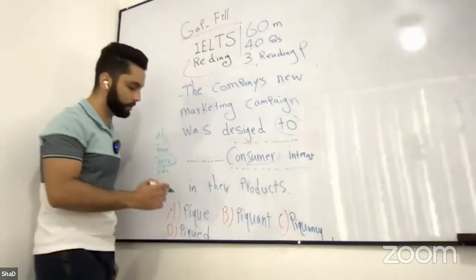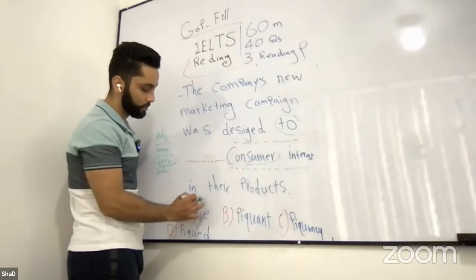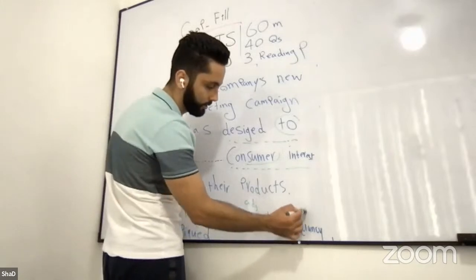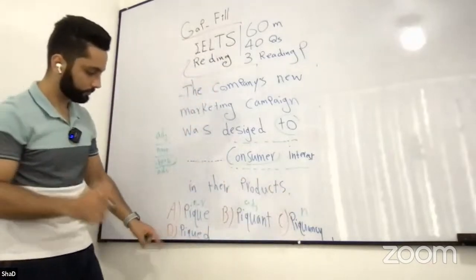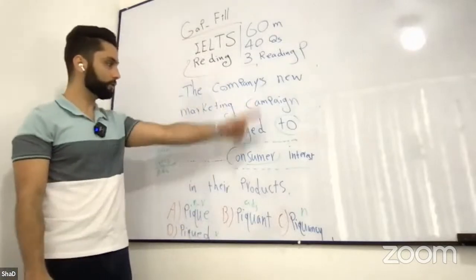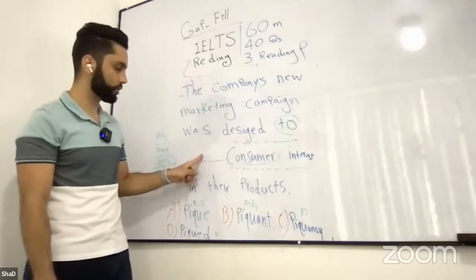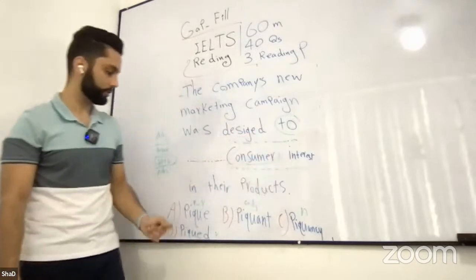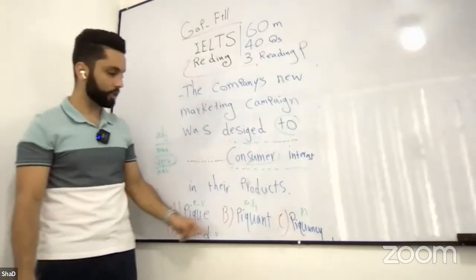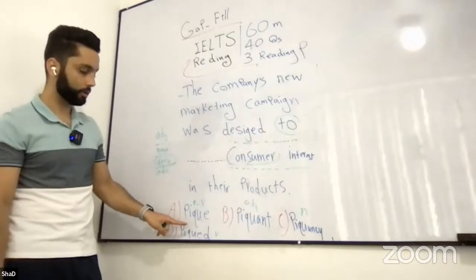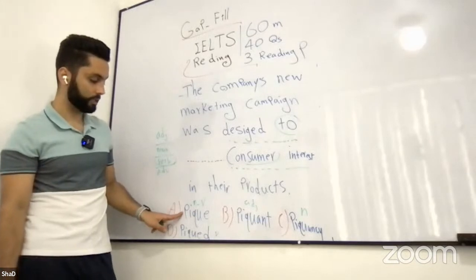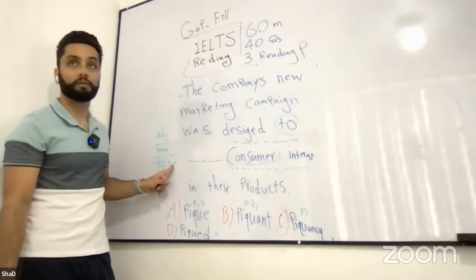Okay, so we got a noun, a verb, an adjective, a noun again, and then a verb in the past. So according to our question, the campaign was designed to something consumer interest in their product. So what word was missing? A verb. So which ones of these are verbs? Peak or peaked are verbs.